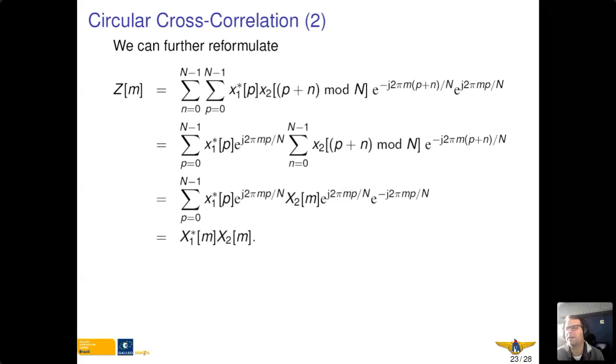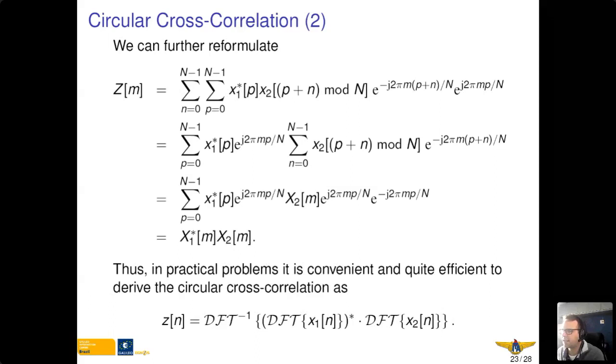DFT of the second function. And we can use this in our acquisition process now. So in practical problems, it is convenient and quite efficient to derive the circular cross correlation as the DFT of x1 conjugate multiplied with the DFT of x2, and then taking the inverse DFT, and we arrive at the time representation of the circular cross correlation.